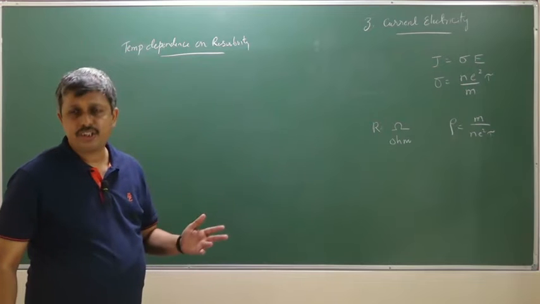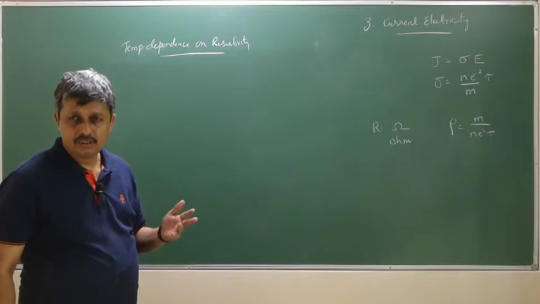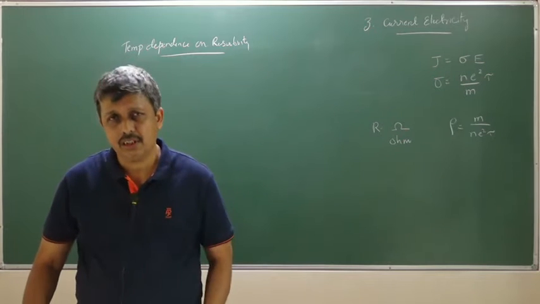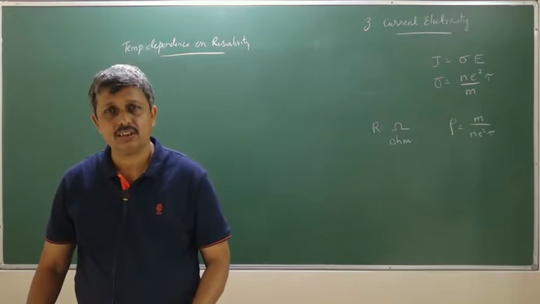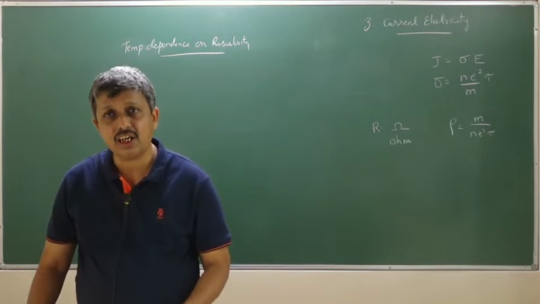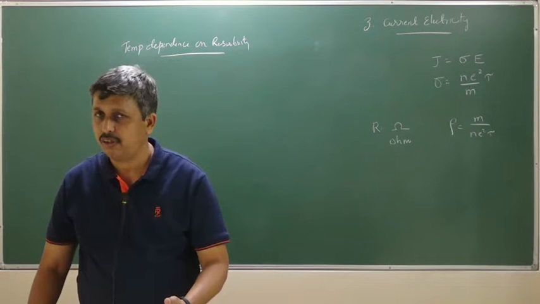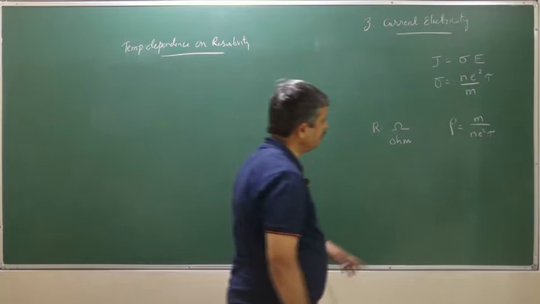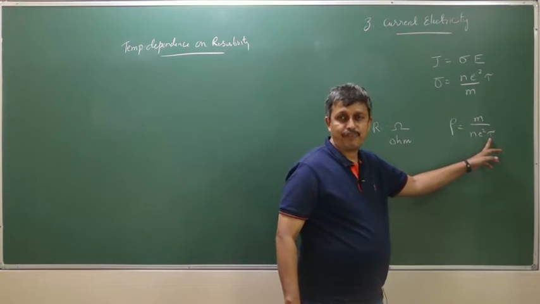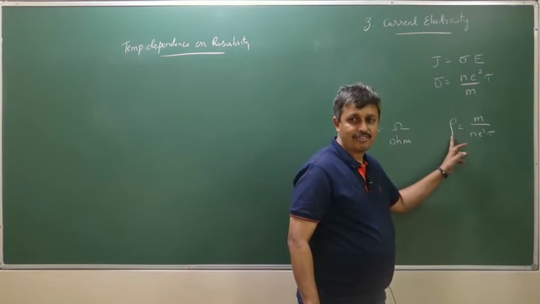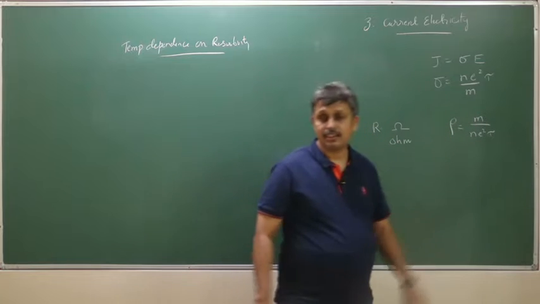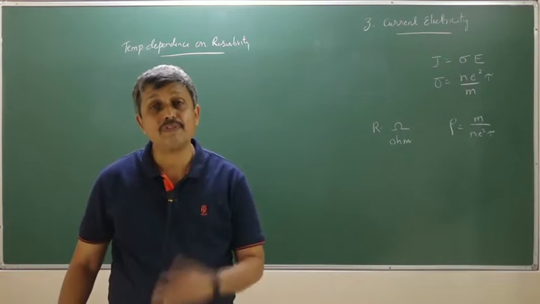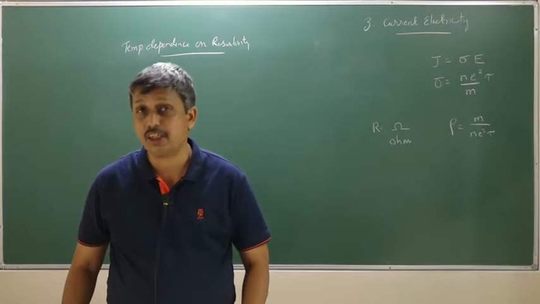When you increase the temperature in a metal, the electrons get speeded up and start moving very fast. When they move very fast, they tend to have collisions more often. Because collisions are more frequent, the tau value keeps reducing. When tau reduces, rho increases. But n doesn't increase. Just because you increase the temperature, the number of electrons available for conduction doesn't change much.